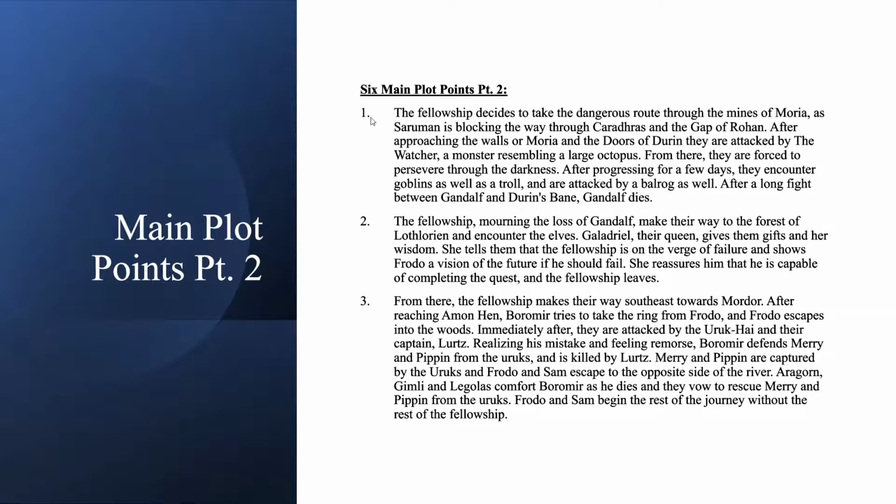And then at this point, for the fourth main point in the plot, the Fellowship leaves, and they can't go through the pass of Caradhras or the Gap of Rohan because it's blocked by Saruman's forces. So Frodo decides to go to the Doors of Durin and pass through Moria.